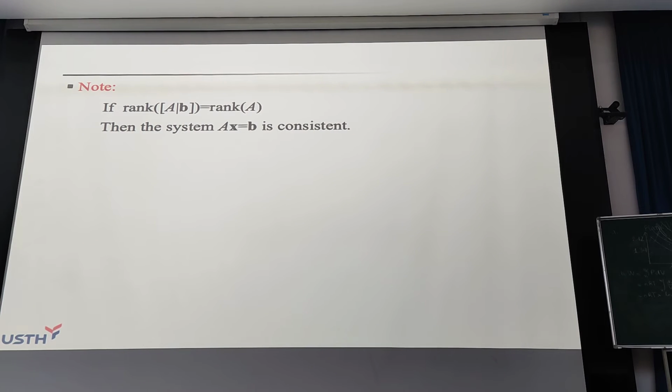And here, in case B lies inside the column space of A, then we have that the rank of A and the rank of the augmented matrix are the same. So we can say it again: the system AX equals B will be consistent if and only if the rank of the coefficient matrix equals the rank of the augmented matrix.